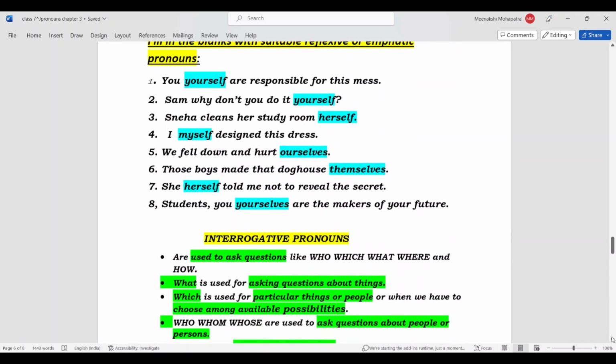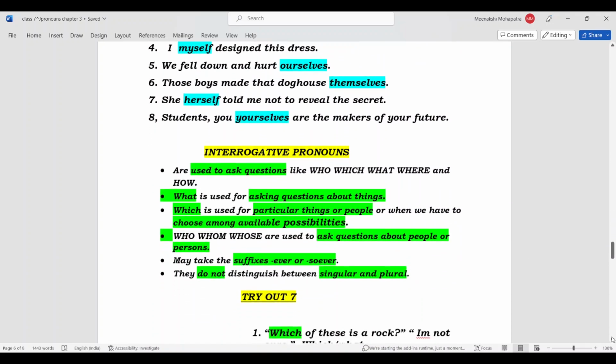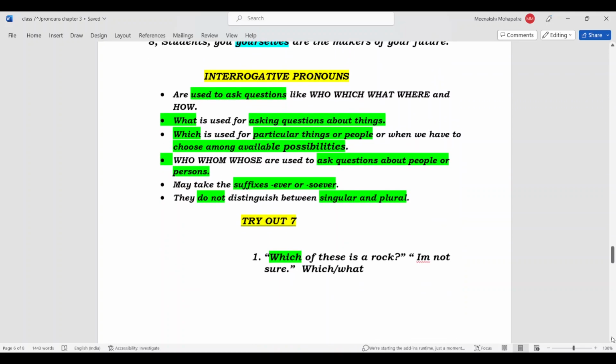Next are interrogative pronouns. Now, what are interrogative pronouns? Interrogative comes from the word interrogate, which means to ask questions. They are used to ask questions like who, which, what, where, and how. Now, what is used for asking questions about things? Which is used for asking questions about particular things or people, or when we have to choose among available possibilities, like which shirt do you like, this or that? I have two shirts, I have two possibilities, so I use the word which.